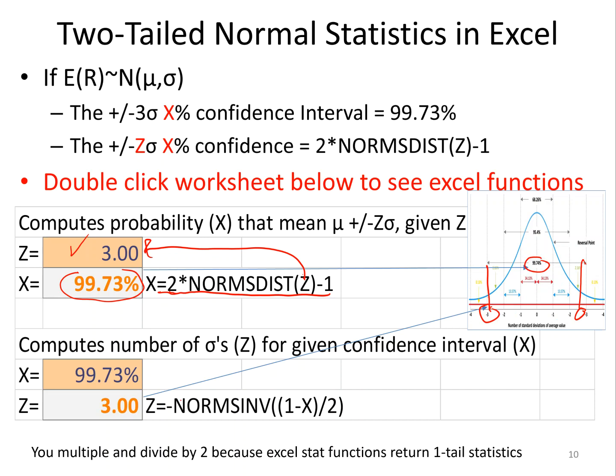And also I have this formula down here. If I put minus norm S inverse of 1 minus x over 2, where x is that probability of 99.73%, I could say that the z, the number of standard deviations from the mean that correspond to a 99.73% confidence interval, is 3.